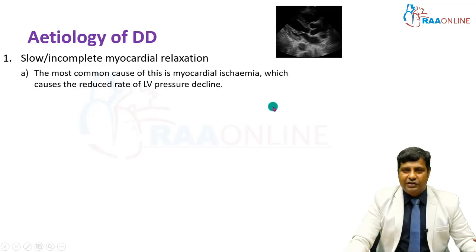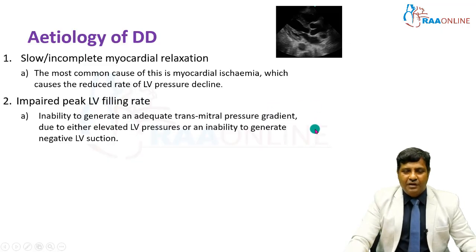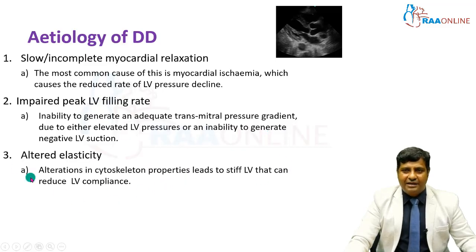That is, it's going to relax very slowly. Because of that, when the relaxation is a little bit slow, it will not be able to generate an adequate transmitral pressure gradient, either because of the elevated LV pressures, or because it's not able to generate a good LV suction. Then as the disease progresses, the elasticity of the left ventricle is going to go down.